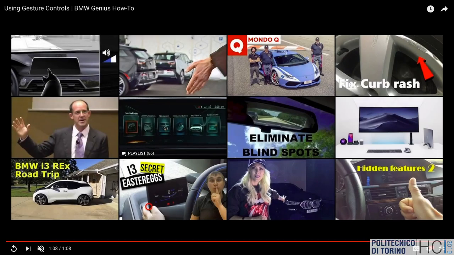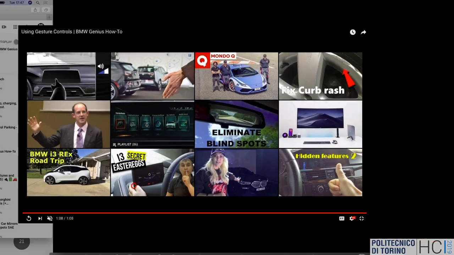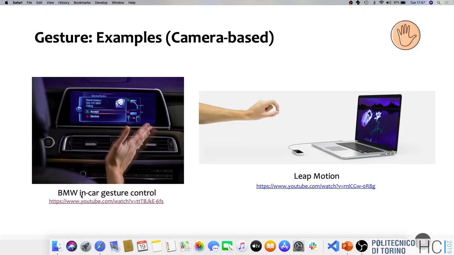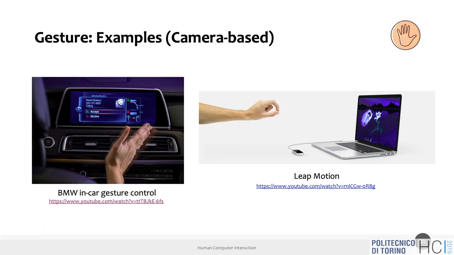You can probably touch the screen of this system as a touch screen, but you also have buttons on the car to stop and reproduce music, to change the radio station. So traditional controls are still present. It's one more way to do the same things that you did before.